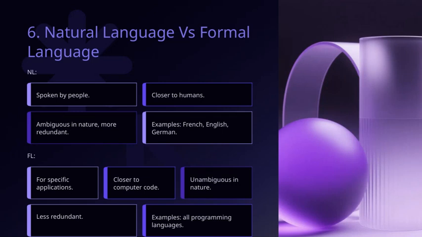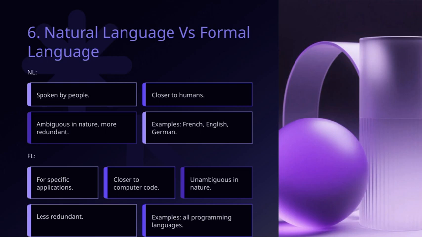Let's start by looking at examples of different types of languages. When we consider programming languages, they are all designed to be clear and precise, which makes them unambiguous in nature. They tend to be less redundant, meaning they don't repeat information unnecessarily, and they are very close to actual computer code, which helps machines interpret them accurately. For example, languages like French, English, and German serve as examples of natural languages. These are used for specific applications and are much closer to how humans communicate.